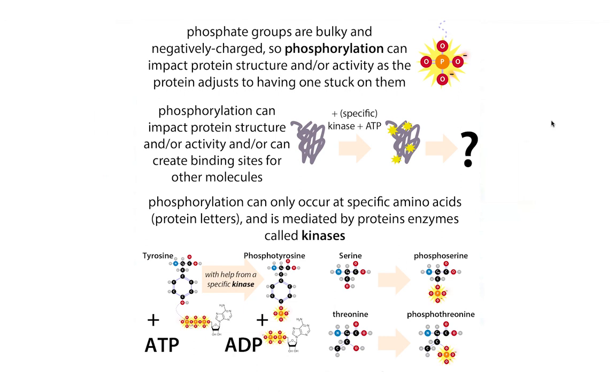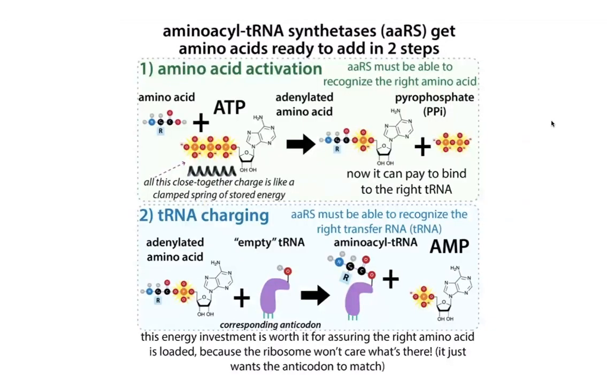Instead, it's a post-translational modification, and it can be added by kinases and removed by phosphatases. We also see that we will use ATP in order to join molecules together. Aminoacyl-tRNA synthetases, for example, are responsible for putting amino acids on the transfer RNAs in order to bring the right amino acid to the ribosome.